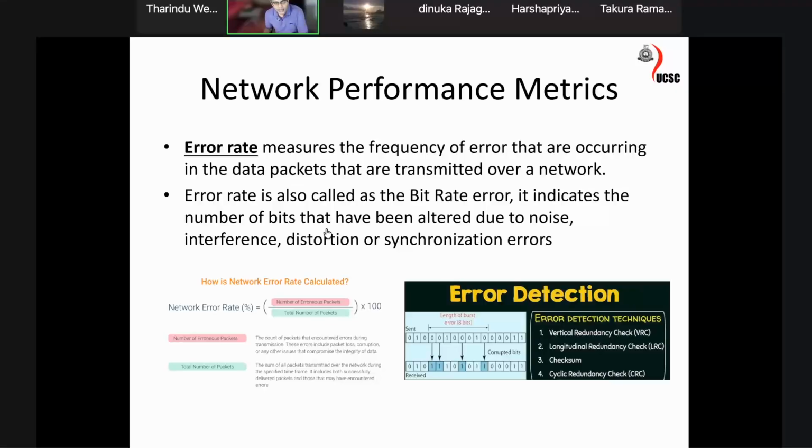checks. The definition is: network error rate percentage is the number of erroneous packets divided by the total number of packets transmitted, and make it a percentage. It's quite a simple equation, but error rate is also called bit error rate. It indicates the number of bits that have been altered due to noise, interference, distortion, or synchronization errors.